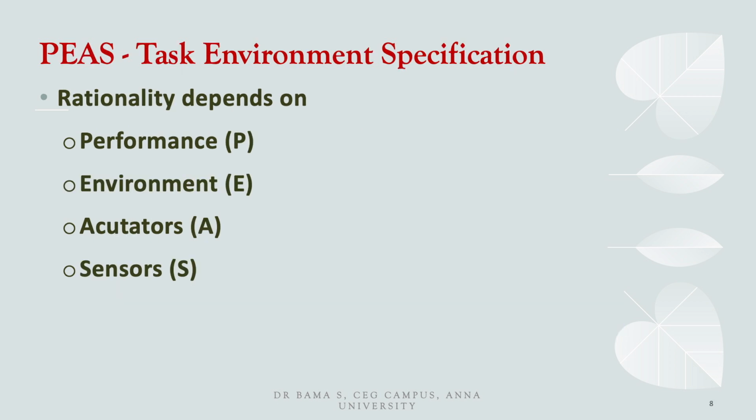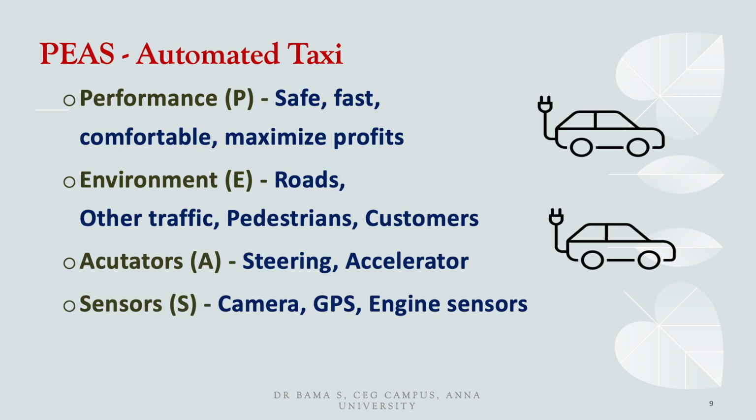Now, being rational again boils down to four basic specifications. It depends on the performance measure that we have seen above, the environment that it pertains to, the actuators through which the actions are given out, and the sensors. So, we are nailing down that rationality to four aspects of it. Here we will see two examples of this PEAS formulation.